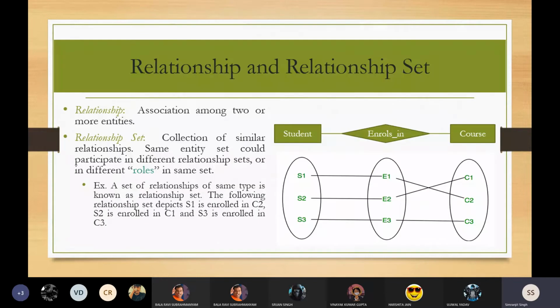Now this is your relationship set. I'll just start with an example. It will be easier and clearer for you.